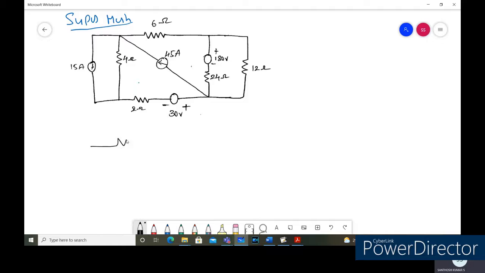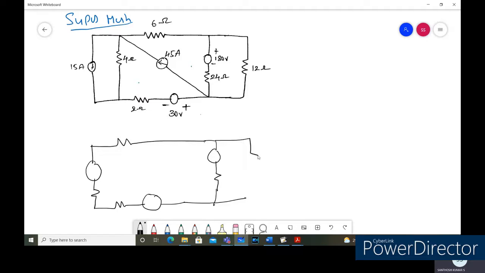Here we have the 6 ohm resistor. When you perform the source transformation, this will become a voltage source in series with a resistance, and a 2 ohm resistance in series with the 30 volts power supply. And here we have the voltage source, and here we have the other one, and this is the 12 ohms, and this is plus minus 180 volts, and this is the 24 volts. In between we have the current source.